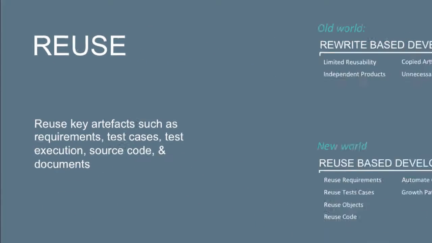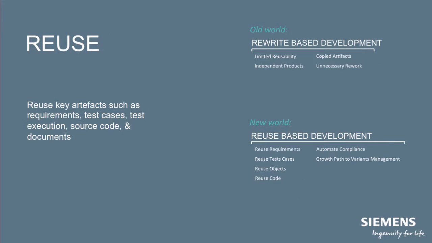You already understand the benefits of reuse when it comes to working efficiently. Polarian ALM supports reuse in many ways. Let's quickly look at just a few.